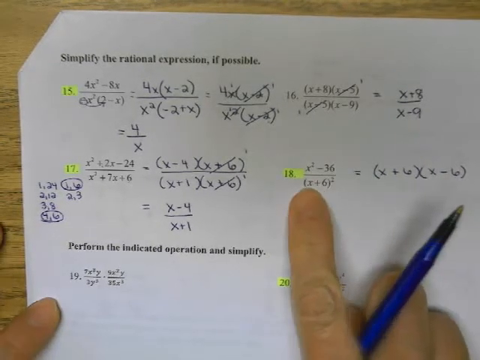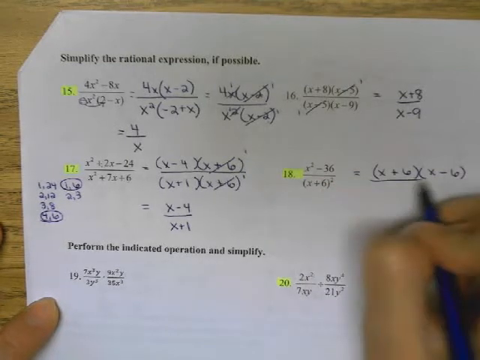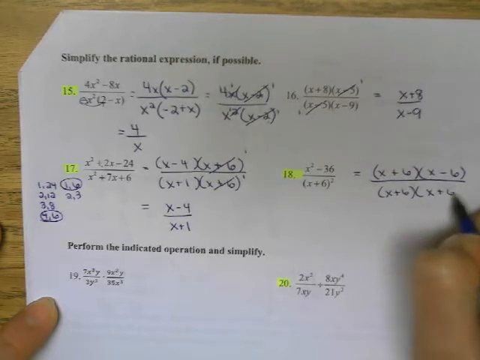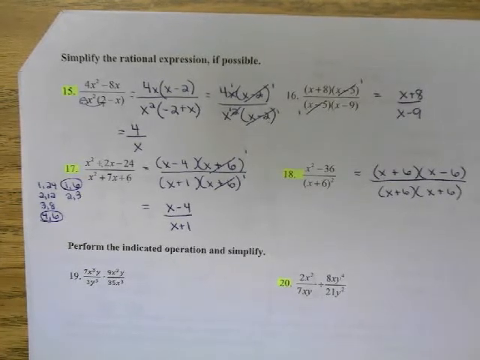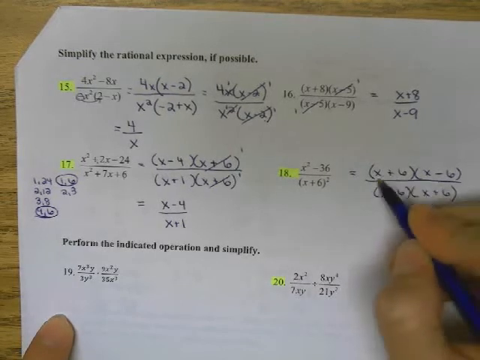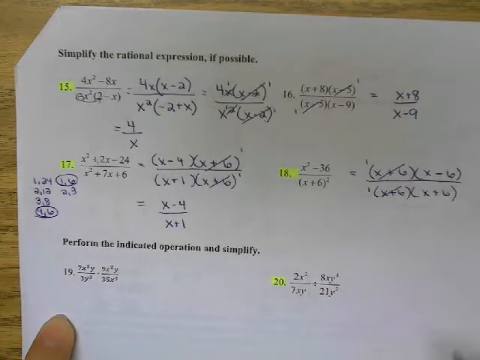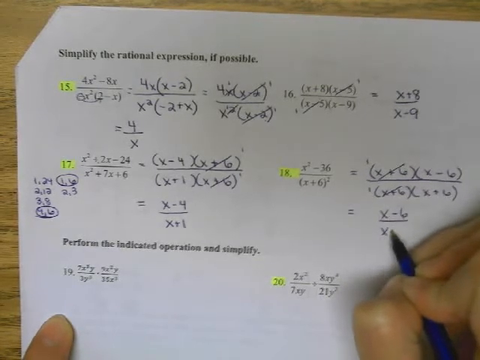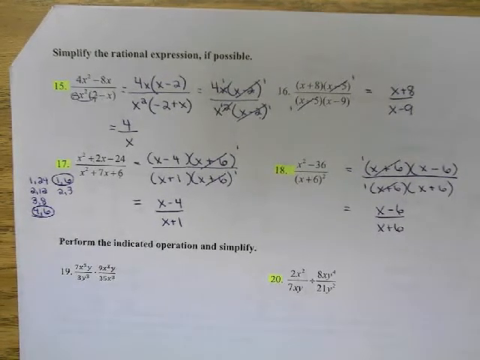Right. If I have x plus 6 squared, that really means I have x plus 6 two times, so I'm going to rewrite it. And then I'm going to look to see if they have any like terms in the top and the bottom. They both have an x plus 6 that reduces to 1. And I'm left with x minus 6 over x plus 6.